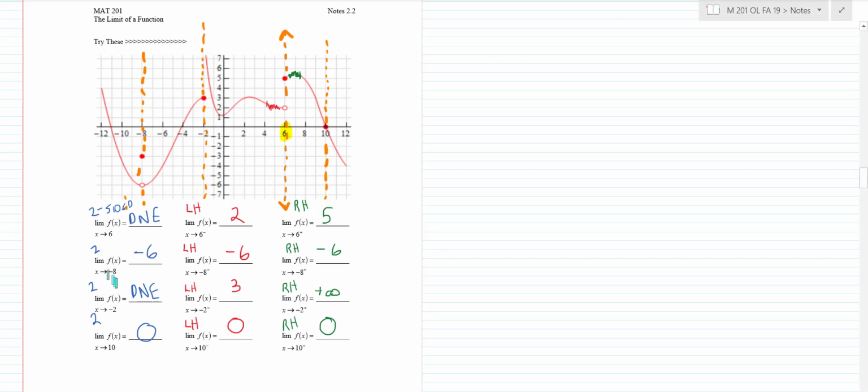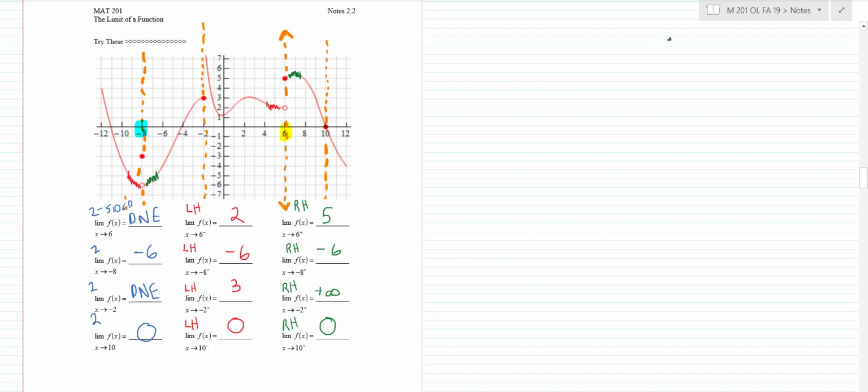Okay. Next region we look at is -8. I drew a boundary vertical line. Closing in from the left, looks like that's approaching -6. Closing in from the right, it's approaching the same place. It's approaching -6. Therefore, the two-sided limit's also -6.